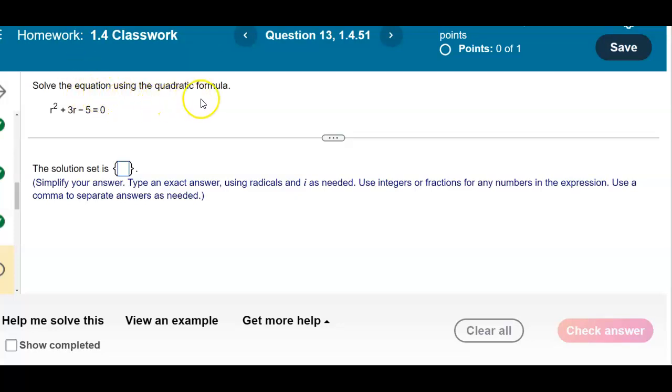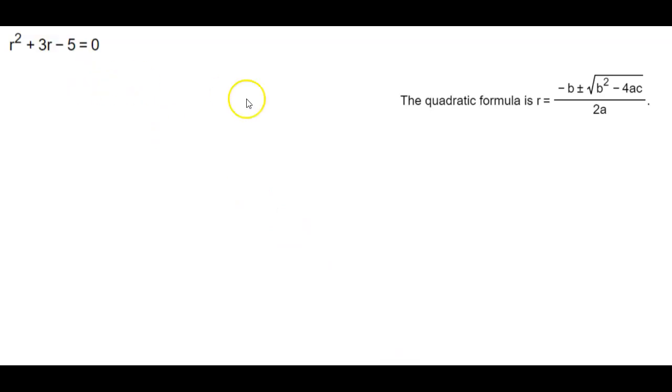Solve the equation using the quadratic formula, and the equation is r squared plus 3r minus 5 equals 0. Okay, well, we're going to use the quadratic formula, but remember that before we solve using the quadratic formula, we need to make sure that it's in the standard form, which is ax squared plus bx plus c equals 0. So when we take a look at the problem, we can see that it's already in that form.